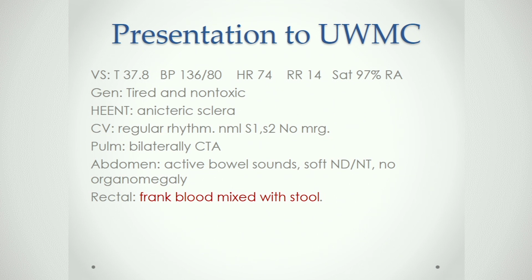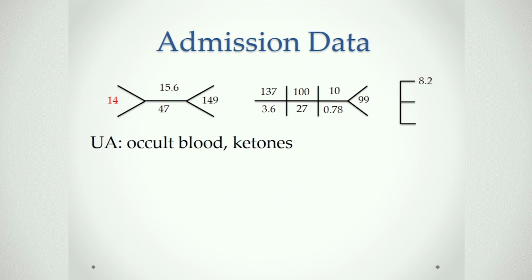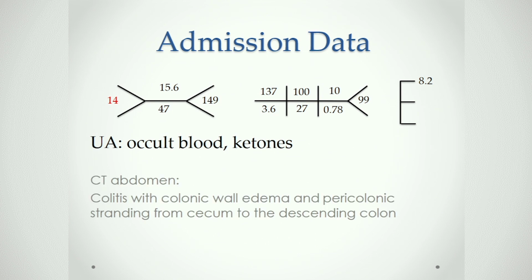On examination, her vital signs were normal when she first presented. She was tired but otherwise okay, and on rectal exam, she had frank blood mixed with stool. The remaining part of the exam was quite normal. When we first looked at her laboratories, her white blood cell count was elevated at 14,000, but otherwise she had a pretty normal BMP and CBC. You'll note that she had some blood in the urine, and that was on the dipstick, along with ketones. The emergency room, as usual, did a CT scan, and they found colitis along with pericolonic stranding, concerning for pretty profound inflammation.